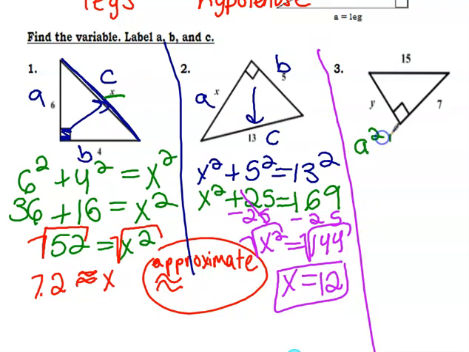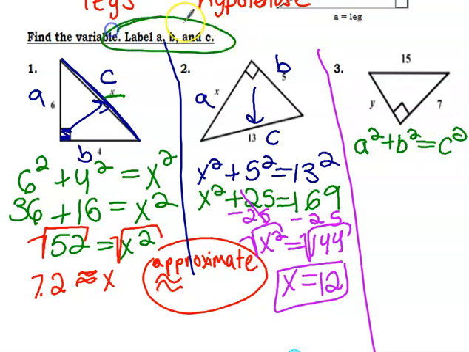So if I have a squared plus b squared equals c squared, label a, b, and c, and solve it for, in this case, this y value. So think about, where is that y value? Is it the a, the b, or the c? Again, a or b, it doesn't matter if it's a or b. It's just one of the legs. So try that and check back.